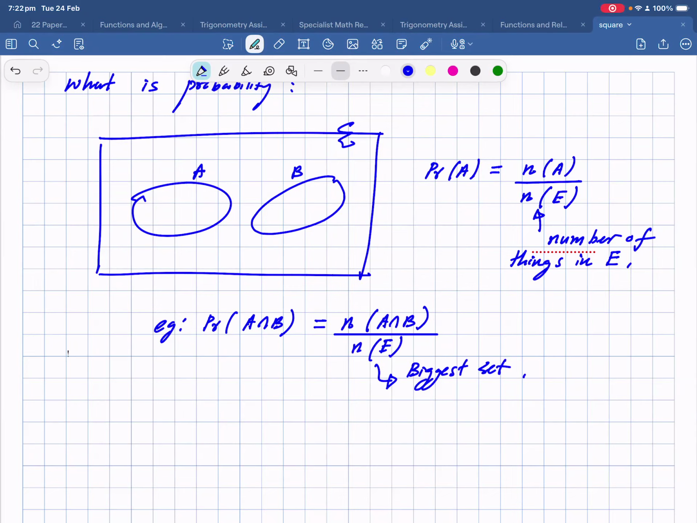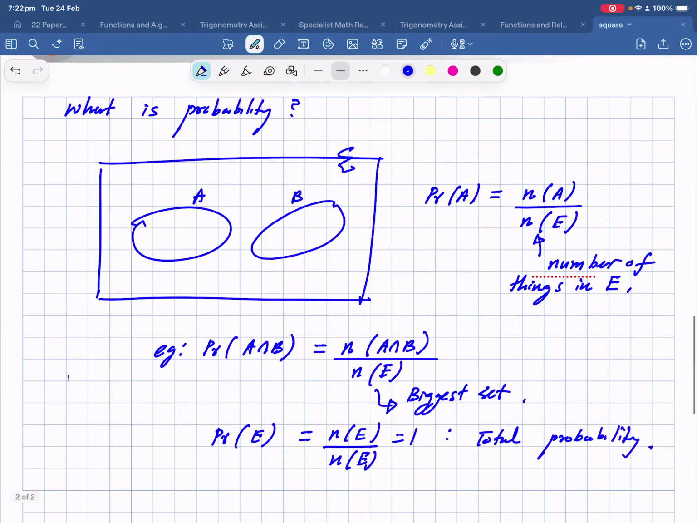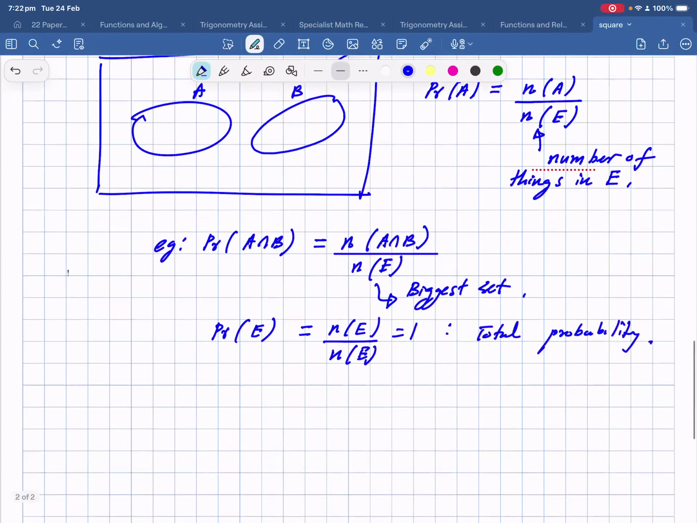Okay. So now, what is the probability of the universal set? That would be n in universal divided by n in universal, which is equal to 1. That's what we call total probability. Okay. I hope that makes sense to you, if you didn't know this before. Right. So now moving on.